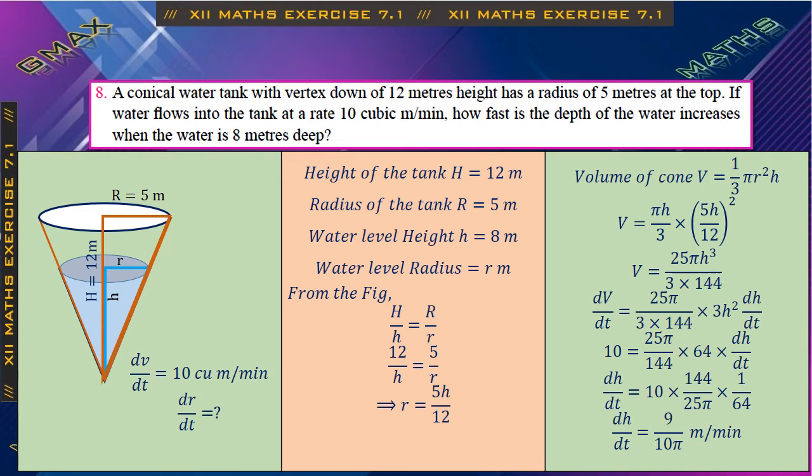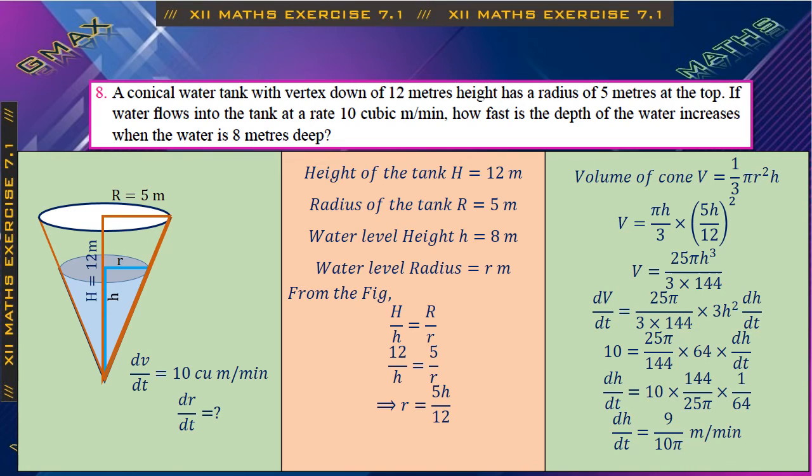So we are converting the radius in terms of h. We are taking the value of r in terms of h, that is 5h by 12. We know the volume of cone formula, 1 by 3 pi r square h. So r and h both are variables. Now we need h, the height, only.